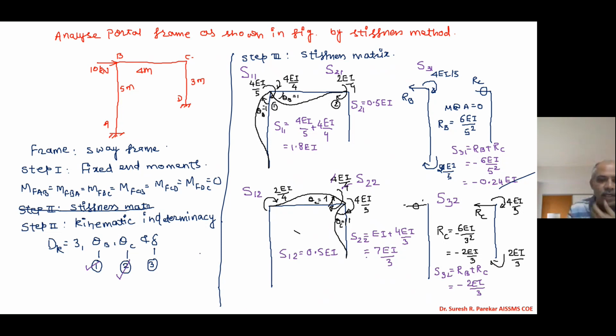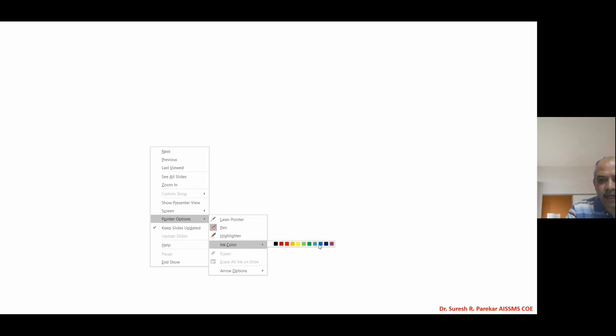Now we have the third displacement, which is delta. Now we have to apply a unit horizontal displacement, and we will draw the diagram. So we will have this unit horizontal displacement, and then we will get it in this fashion.